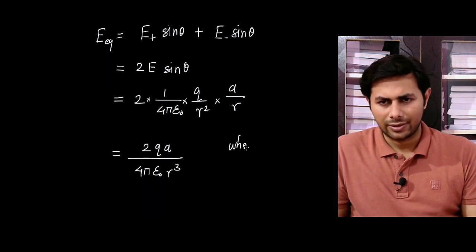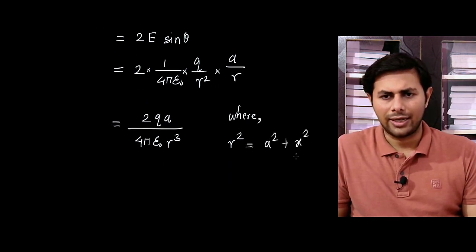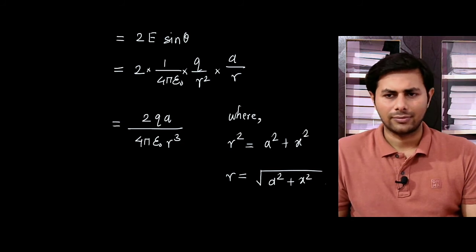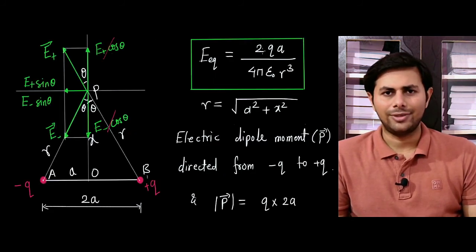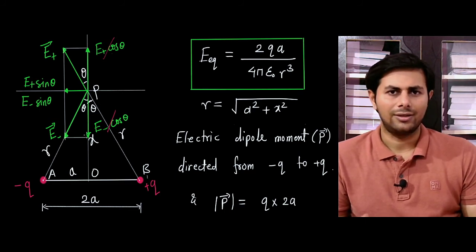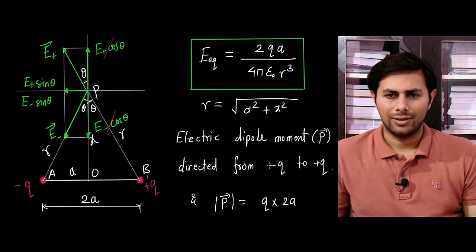where r squared equals a squared plus x squared, or r is equal to the square root of a squared plus x squared. Okay, so this is the magnitude of the electric field due to an electric dipole at a point on its equator, which is at distance x from its center, and to show its direction we define a new vector quantity known as the electric dipole moment.